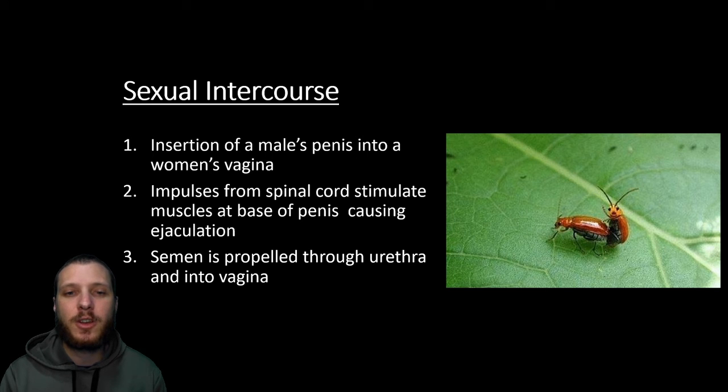Very briefly, we can talk about sexual intercourse. And when we say intercourse, we're talking about the insertion of the male penis into the woman's vagina. It's going to be impulses within the spinal cord that are going to stimulate the muscles at the base of the penis to cause ejaculation. And this is where the semen is going to be expelled from the man's body through the urethra and into the vagina, where now we can have the two sex cells meet each other.